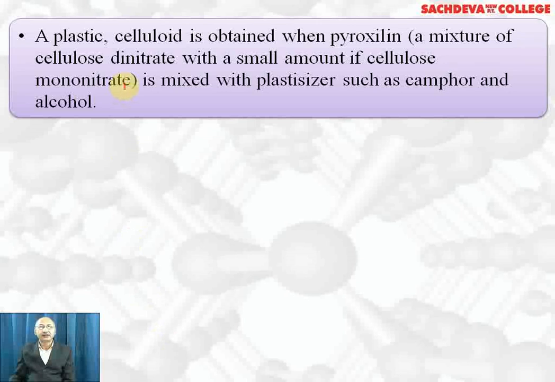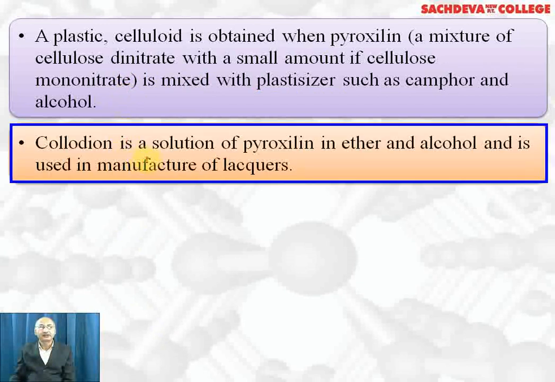A plastic, celluloid, is obtained when pyroxylin, a mixture of cellulose dinitrate and a small amount of cellulose mononitrate, is mixed with plasticizers like camphor and alcohol. Collodion is a solution of cellulose nitrate or pyroxylin in ether and alcohol and is used for the manufacture of lacquer. It is also used to decrease the pore size of filter paper and convert ordinary filter paper into ultra filters.